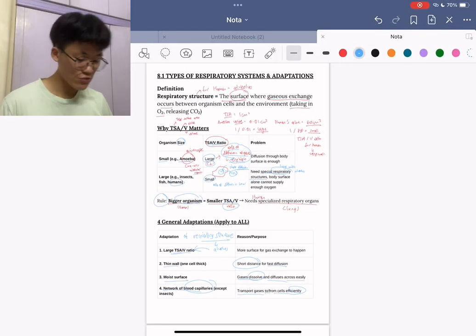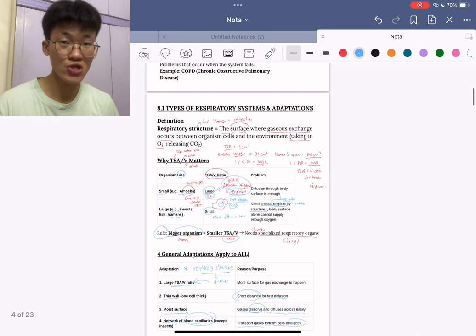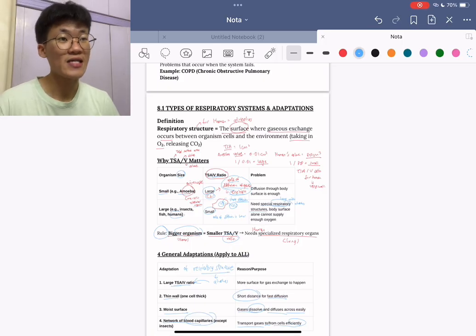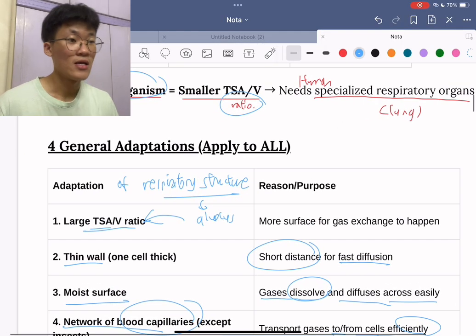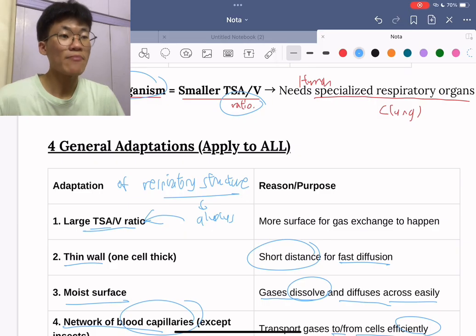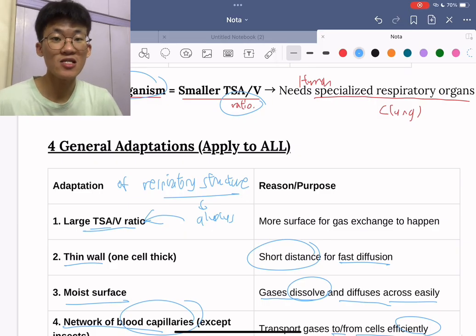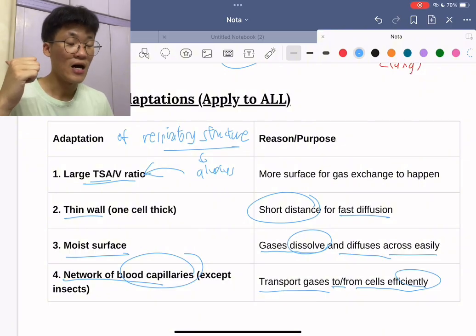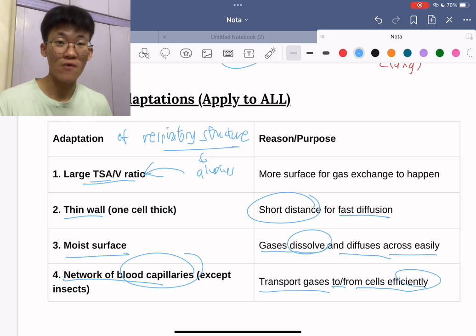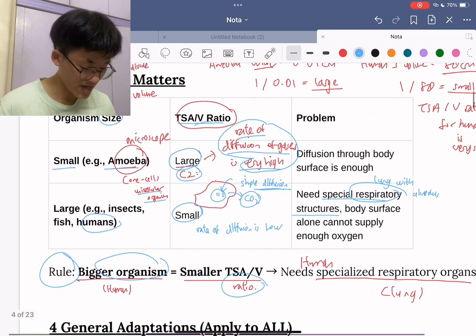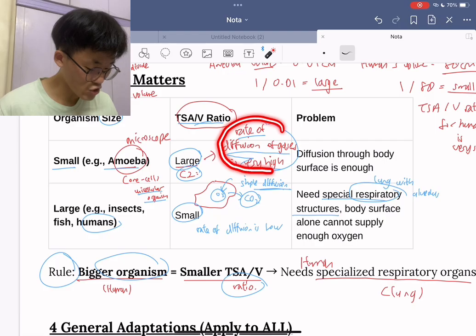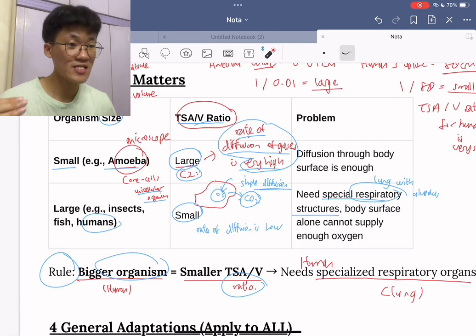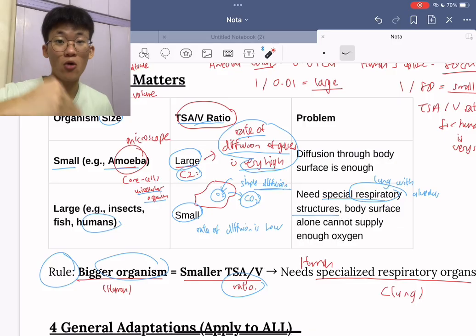Okay, hi guys. In the previous video, we learned about the respiratory structure, which is the surface where gaseous exchange occurs. For example, the respiratory structure for humans is the alveolus. How is the alveolus adapted to optimize gaseous exchange? For example, the alveolus has a large total surface area over volume ratio. For what? For the rate of diffusion of gases to be very high, so the diffusion of gases can occur efficiently.